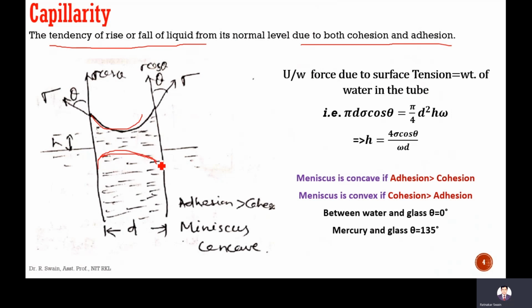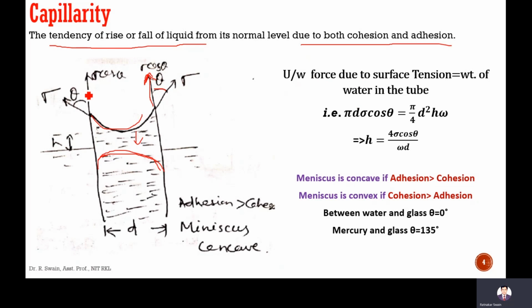It depends upon the cohesion and adhesion. So now in this condition it is rising. To derive the capillary rise, you have to equate the upward force due to surface tension, which is balanced by the weight of the water in the tube. Here, if you see, the surface tension acts in the vertical direction; if this is theta, then this will be sigma cos theta.